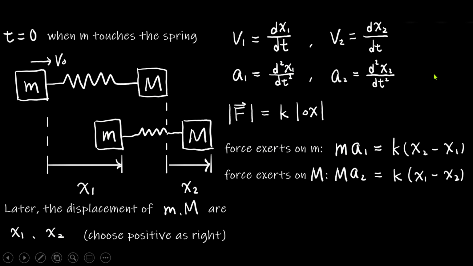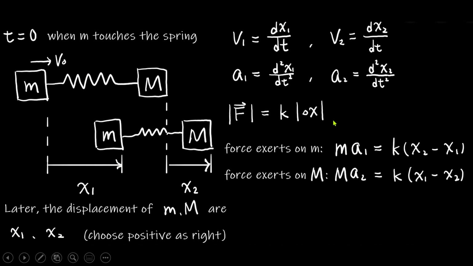First, we have to analyze the question. Assume t equals 0 when m touches the spring. After a short period of time, both of them move right. We set the displacements as x1 and x2, and set the positive of each x-axis pointing to the right. So v1 is the first derivative of x1, a1 is the second derivative of x1.